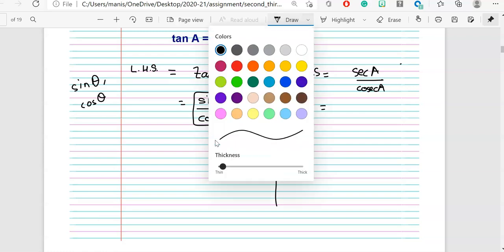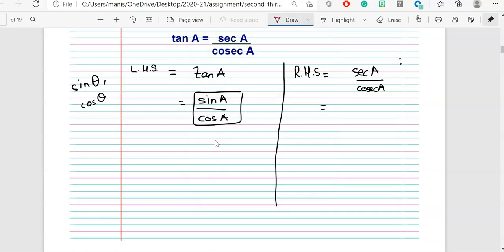Now on the right hand side, the numerator says secant of A. The formula for this is 1 over cosine of A. I'm writing over here which formulas I'm using just to make it easy for you. I'm using secant A is equal to 1 over cosine. And the second formula I'm using, for cosecant of A, is 1 over sine of A. So it says divided by 1 over sine of A.